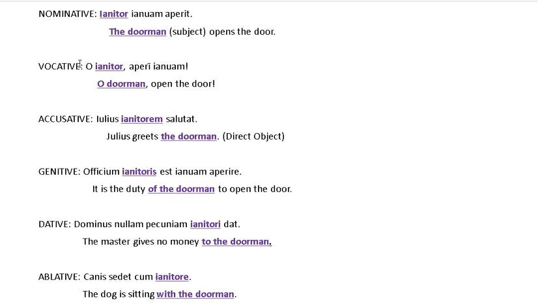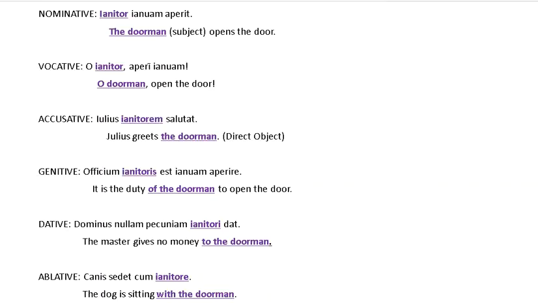The vocative case, if someone came up and started banging on the door and said, "O janitor, aperi januam," "Oh, doorman, open the door," then he'd be talking to the doorman directly. That's the vocative case. Notice that the vocative case looks just the same as the nominative case for most of these nouns. The accusative is, you might remember, when you need a direct object. So if you said Julius janitorem salutat, Julius greets the doorman, notice that Julius does something to the doorman. He greets him, right? And so the janitor becomes a direct object, and you need to indicate that by changing the ending and using janitorem there.